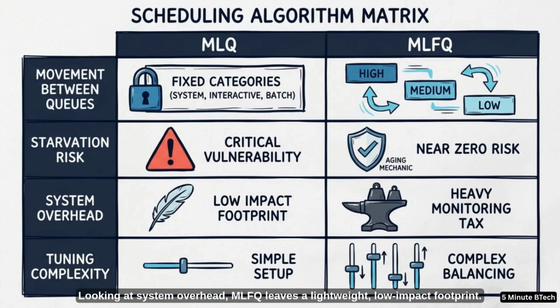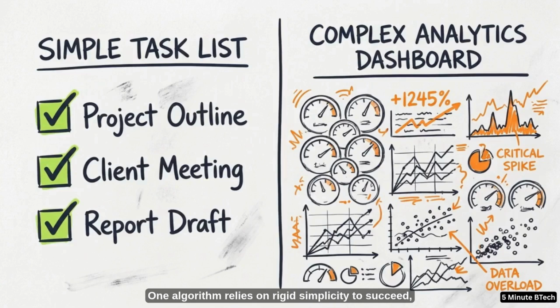Looking at system overhead, MLQ leaves a lightweight, low-impact footprint. MLFQ requires a constant, heavy monitoring tax. Finally, tuning complexity. MLQ is a simple setup out of the box, whereas engineers must perfectly balance the time limits in MLFQ to prevent system instability. One algorithm relies on rigid simplicity to succeed, while the other relies on constant micromanagement.